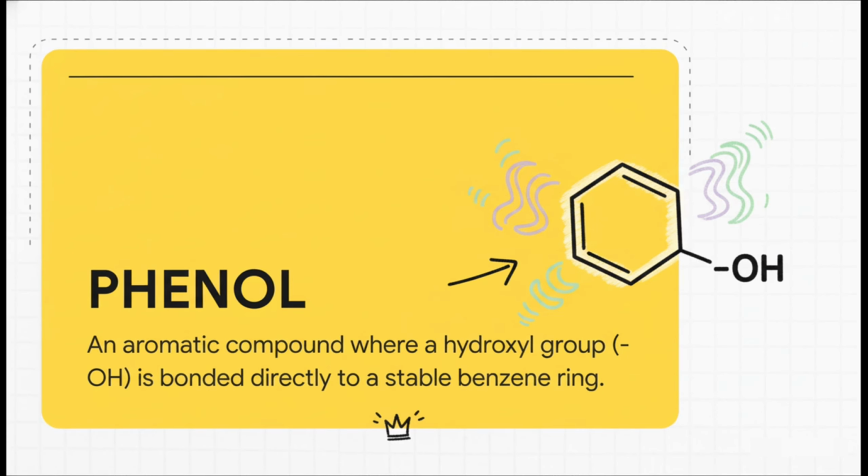Next, we have the phenols. And here's where a tiny change makes a huge difference. Phenols have that exact same OH group, but, and this is the important part, instead of being on a simple chain, it's bonded directly to this super stable circular thing called a benzene ring. This makes it the sophisticated aromatic cousin of the family.